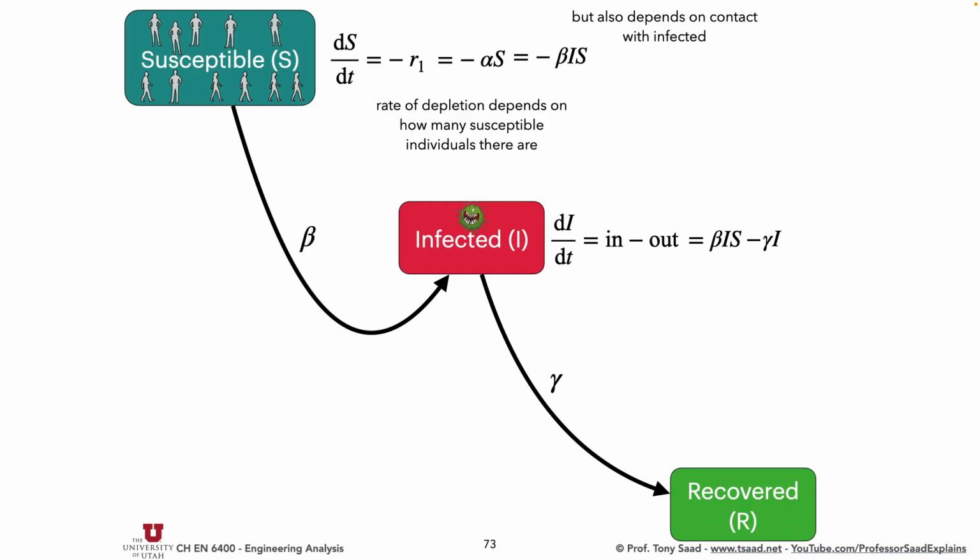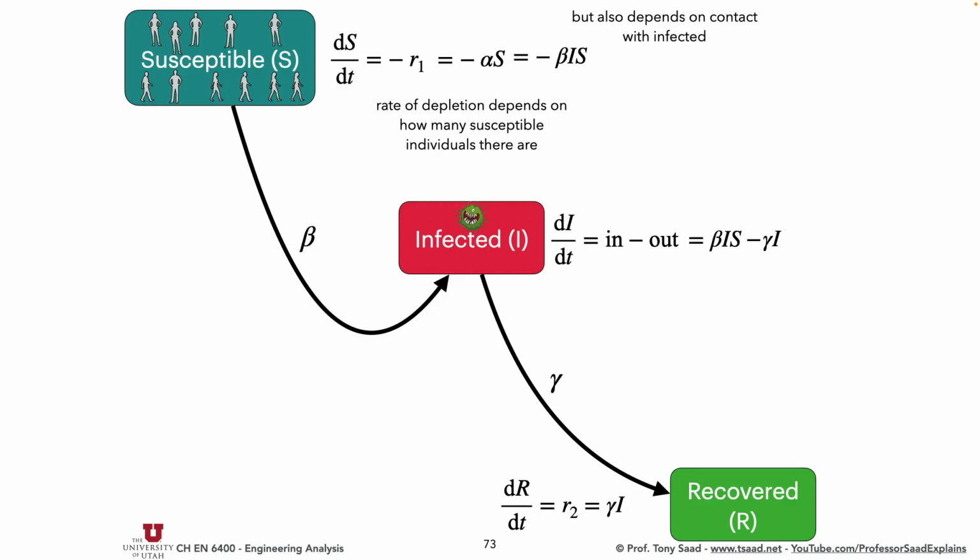And with that, I still have 1 term here. And for the recovered, notice that these 2, I can solve them independent of R because they only depend on each other. But R, the amount of people recovered, depends on the infected, how many people are leaving infected. So dR/dt, the rate of change of recovered, has only people coming into it. So it's going to be a positive term, gamma I.